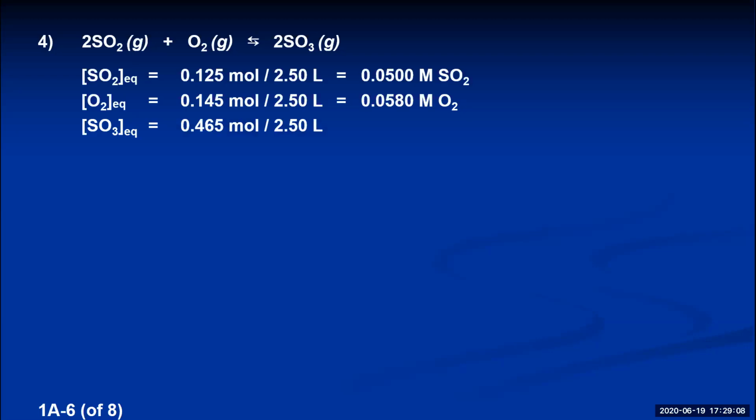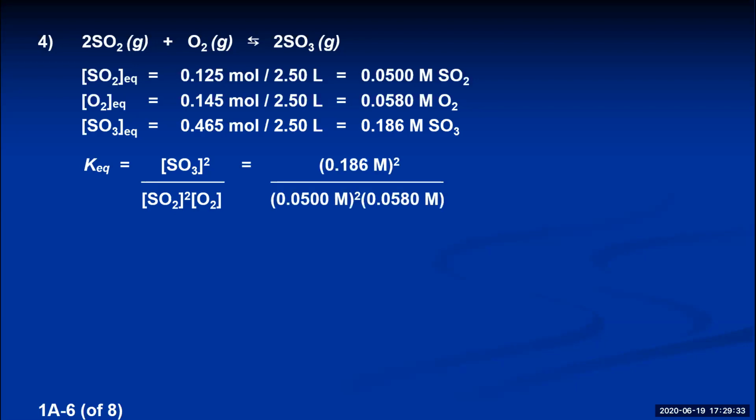That's why they're each 3 significant figures. For the SO3, 0.465 moles divided by the volume of the container, 3 significant figure answer comes out to be 0.186, and you stop the number there. The equilibrium constant expression for this reaction is products over reactants. That would be the concentration of SO3 squared divided by the concentration of SO2 squared multiplied by the concentration of O2. And now that we know the 3 equilibrium concentrations, we just plug them in, we square the appropriate ones, and we'll get a numerical value which will be rounded to 3 significant figures.